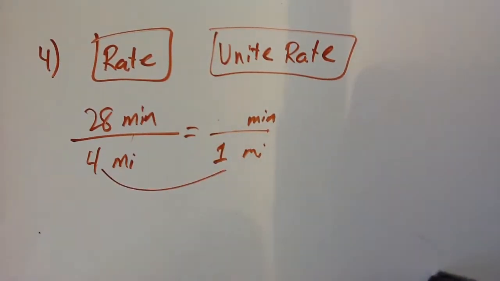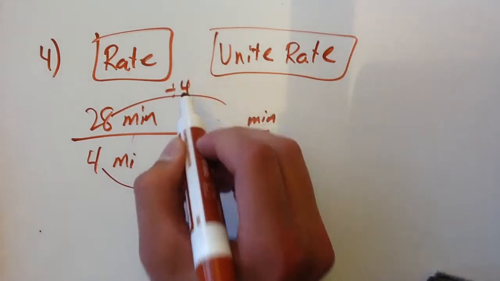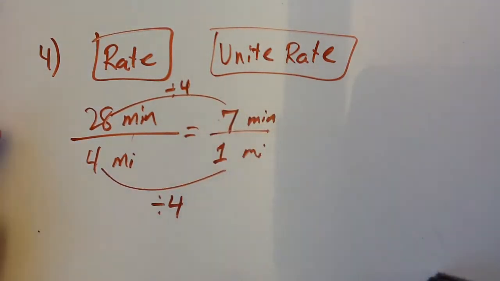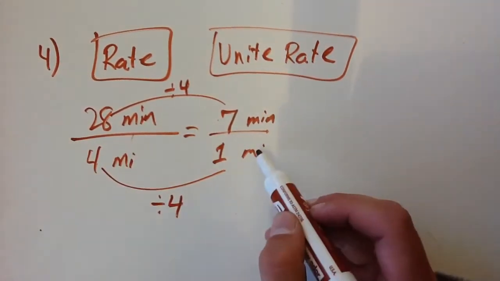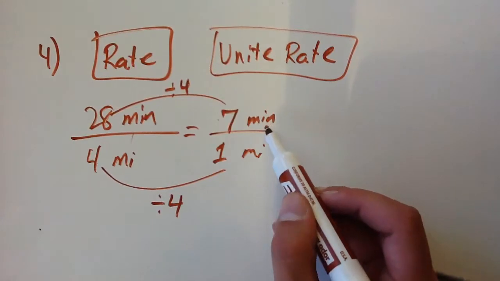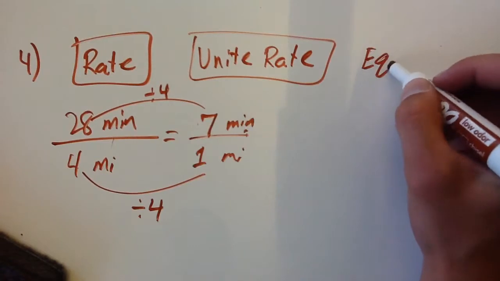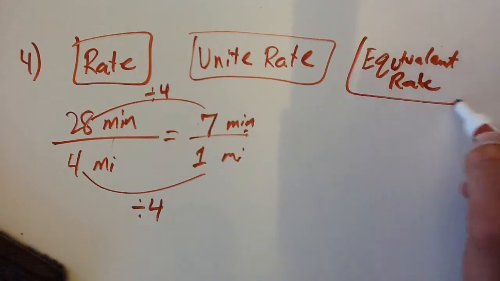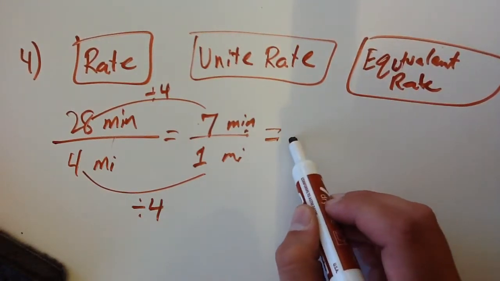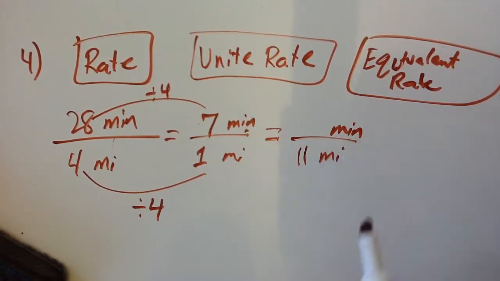Well, how did we get from 4 to 1? We divided by 4. So if you divide by 4 in the bottom, divide by 4 in the top. 28 divided by 4 is going to give me 7. So if she jogs 28 minutes for 4 miles, that means every mile is taking her 7 minutes. So at this rate, how long would it take her to jog 11 miles? Well, now we need an equivalent rate. So set this equal to some number of minutes for 11 miles.